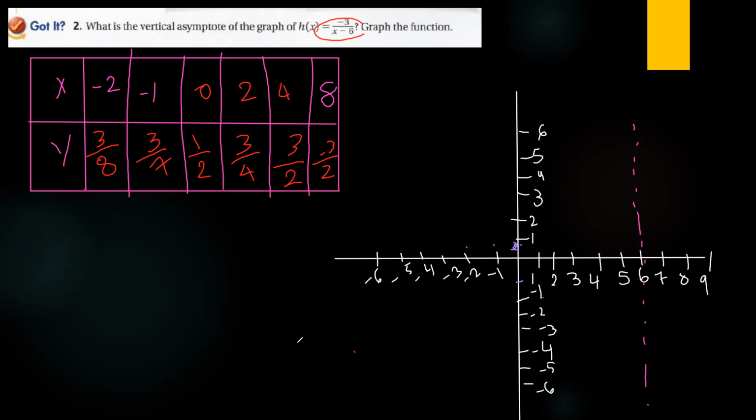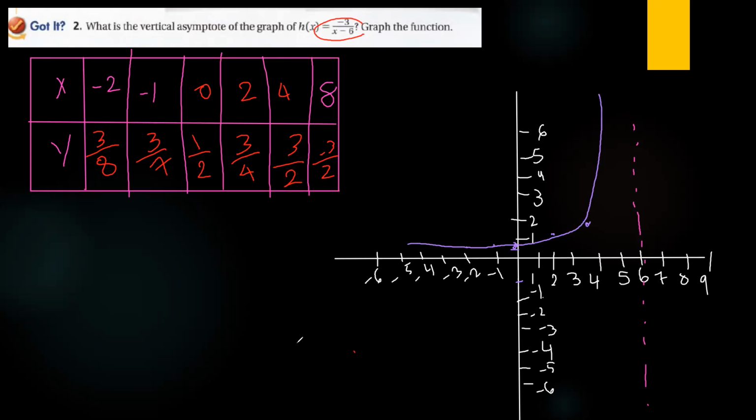Wait a minute, please. Now at point 2, we have it as 3 over 4, which is 0.75. At point 4, we have it as 1.5. At point 8, the curve will be like this. This is after we plot the points.